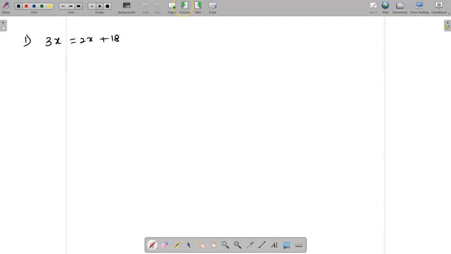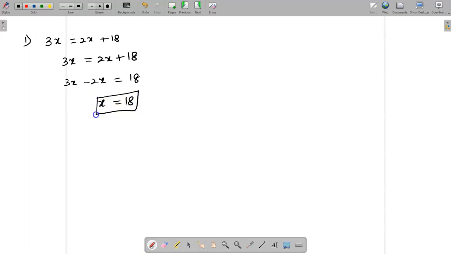Okay. So what is the first problem? The first problem is 3x = 2x + 18. As we have discussed in the example, first write your equation as it is: 3x = 2x + 18, and take the variables to one side and the numbers to the other side. So for 3x, take 2x to the left hand side, so it is minus 2x, which is equal to 18. Now what is 3x minus 2x? It is x. x = 18.